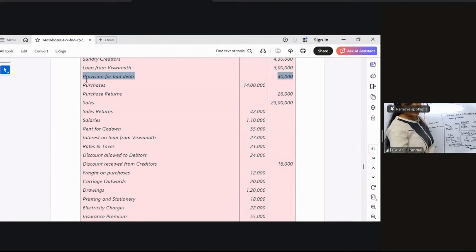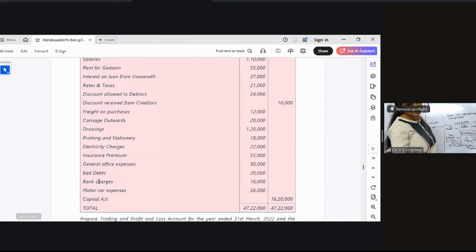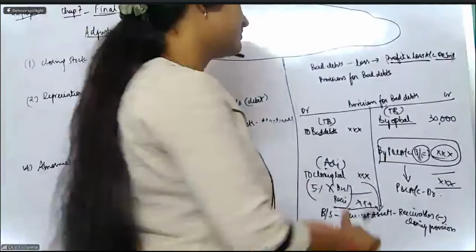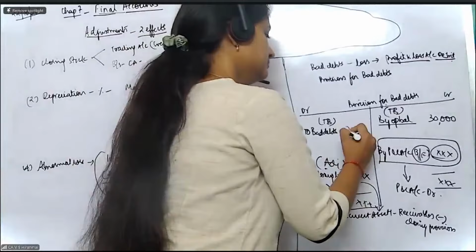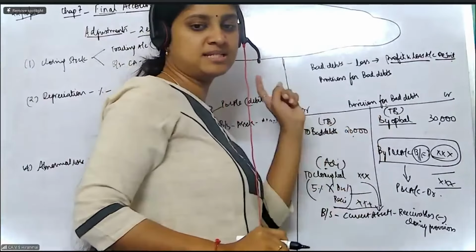And then come here. Purchases, purchase return, sales return, rent, rates and taxes, discount from creditors, drawings, printing, stationery, insurance premium. Okay, chalo. Are there any bad debts? Yes. Please see here. Bad debts is 20,000. Where will they come? In the trial balance, whatever are the bad debts, please write it here.